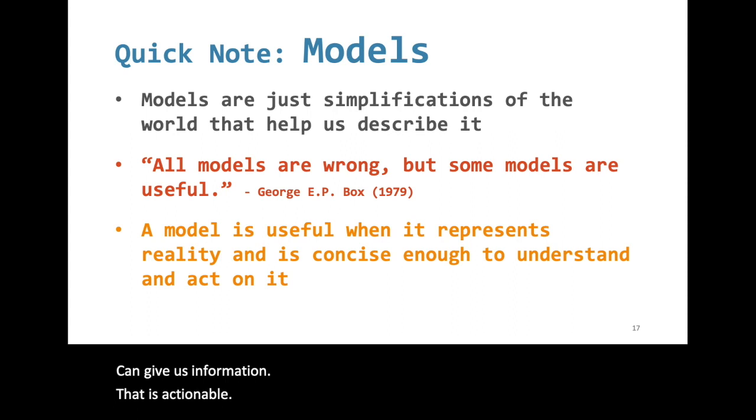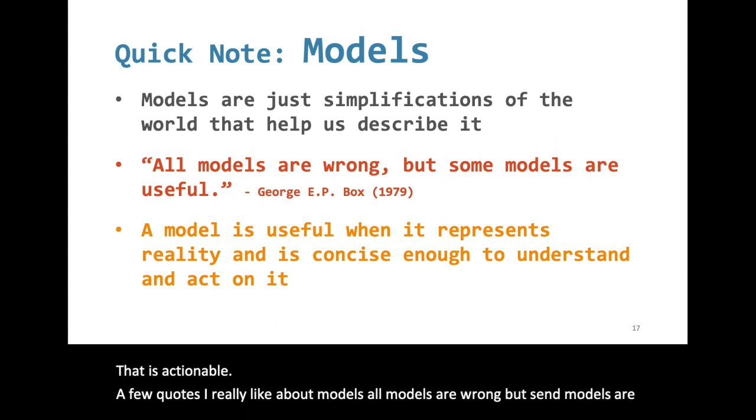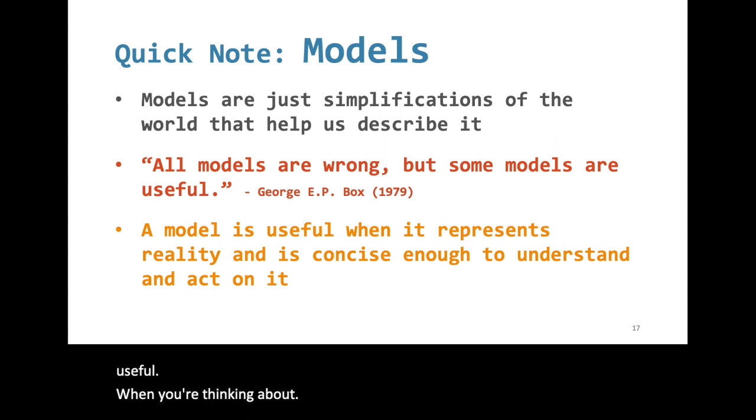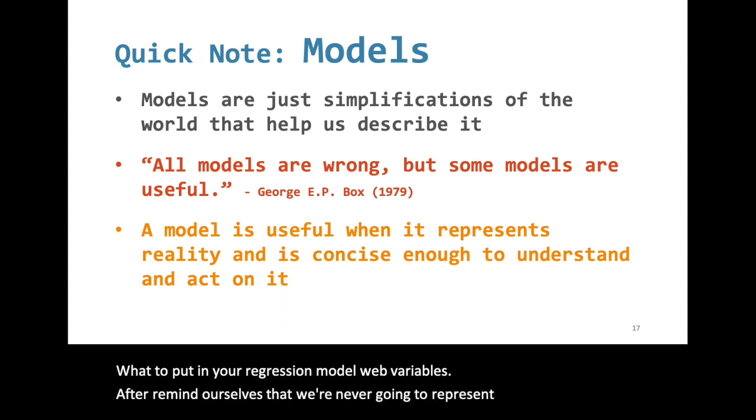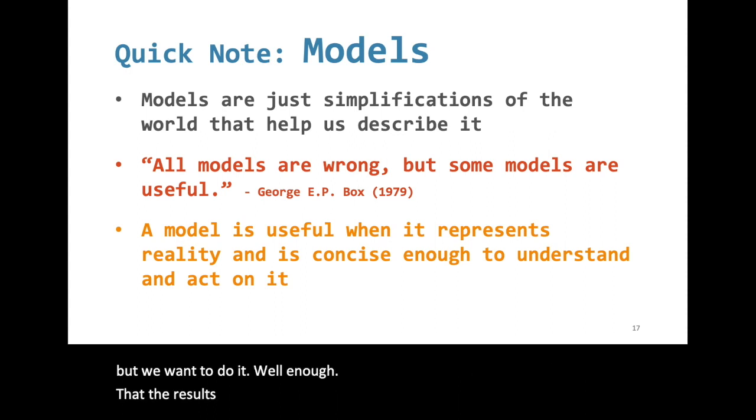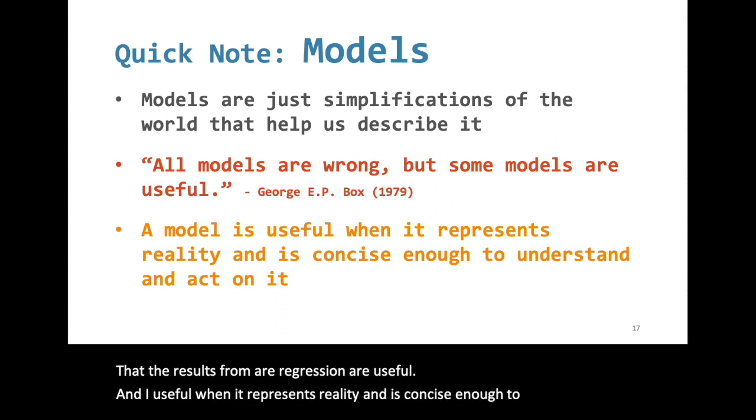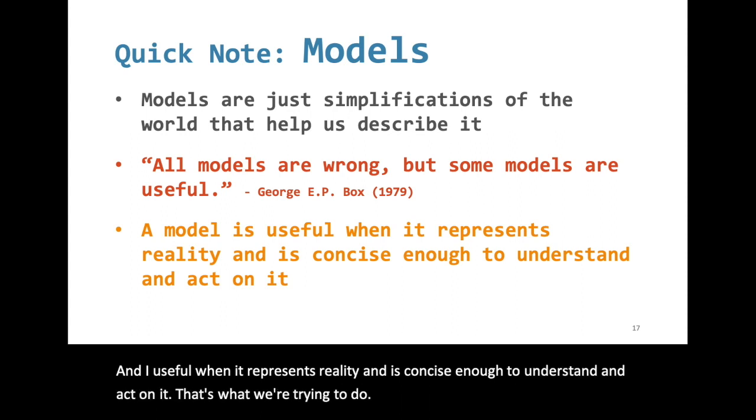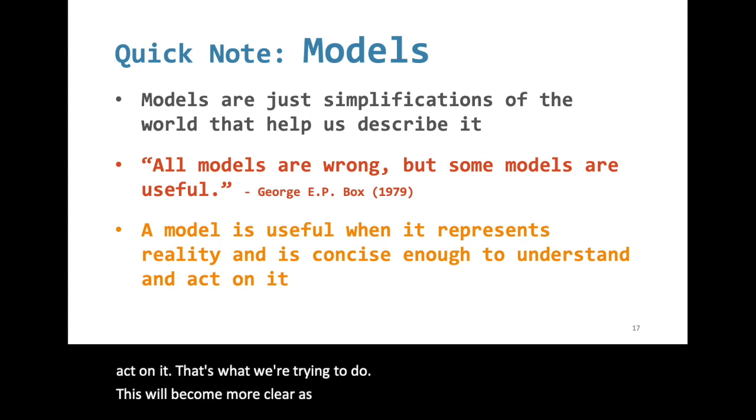A few quotes that I really like about models. All models are wrong, but some models are useful. When you're thinking about what variables to put in your regression model, we have to remind ourselves that we're never going to represent the world perfectly. But we want to do it well enough that the results from our regression are useful. And I mean useful when it represents reality and is concise enough to understand and act on it. That's what we're trying to do. This will become more clear as we provide some examples of regression in practice.